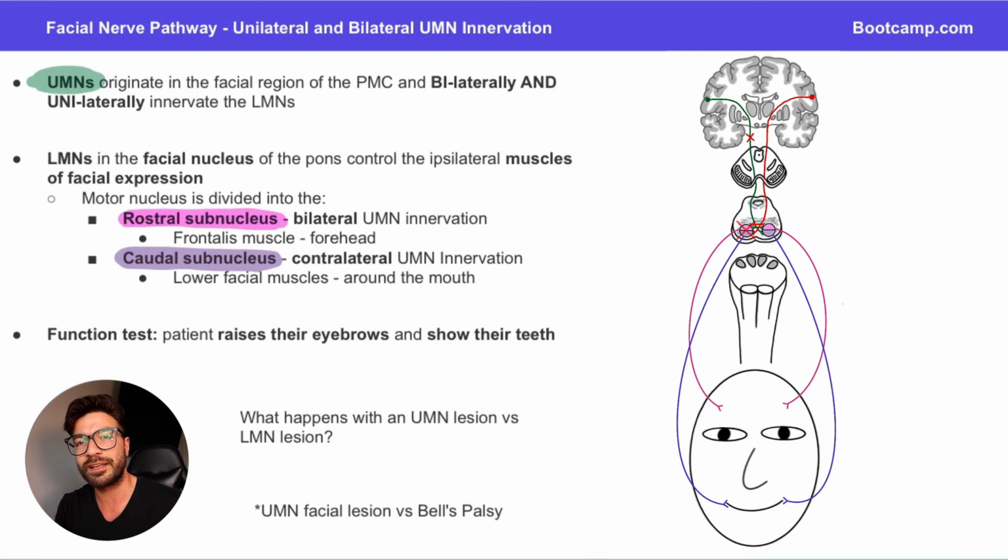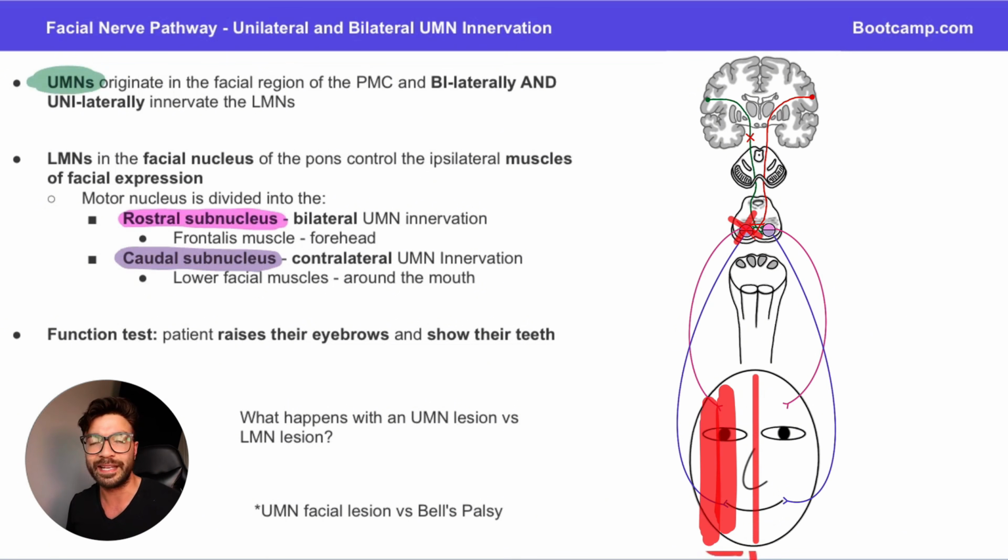Now, how can we distinguish the effects between an upper motor neuron lesion or a lower motor neuron lesion, or Bell's palsy? Well, like we mentioned, if you have an upper motor neuron lesion, you're still receiving bilateral innervation to that rostral subnucleus. So you're still getting bilateral stimulation of the frontalis muscles. So the forehead and eyebrows will be unaffected, whereas the contralateral lower facial muscles, those will be affected.